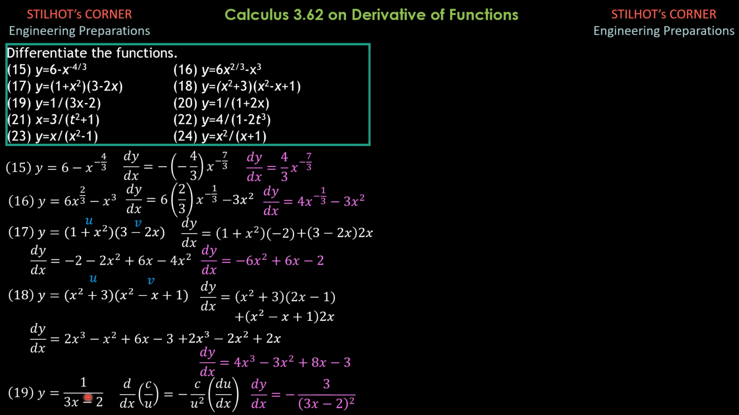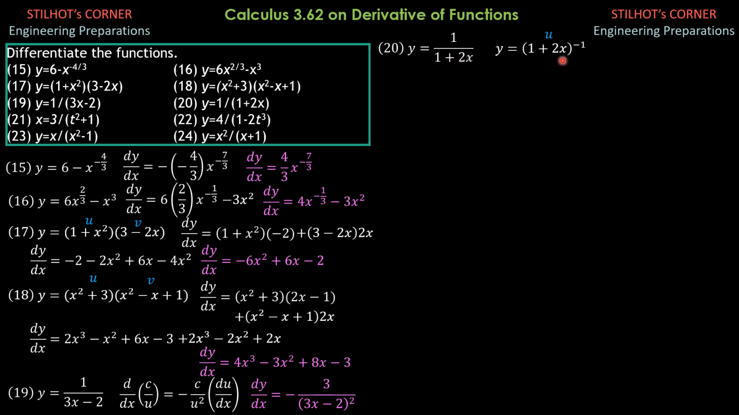As I said, you may transform this into quantity 3x minus 2 raised to negative 1 and apply the power formula, which is the technique I will show for problem 20. So I'll transform this into 1 plus 2x to the negative 1, then apply the power formula.